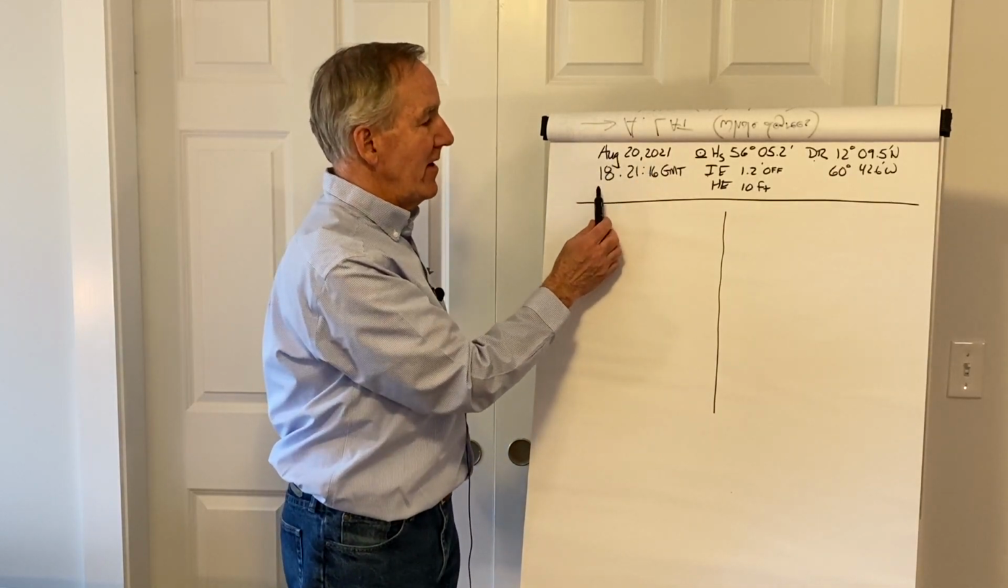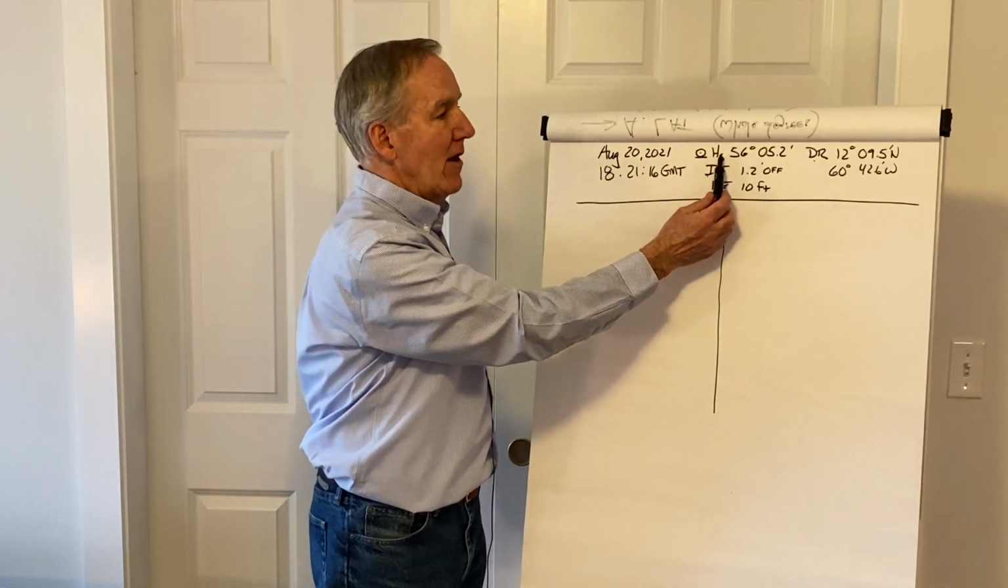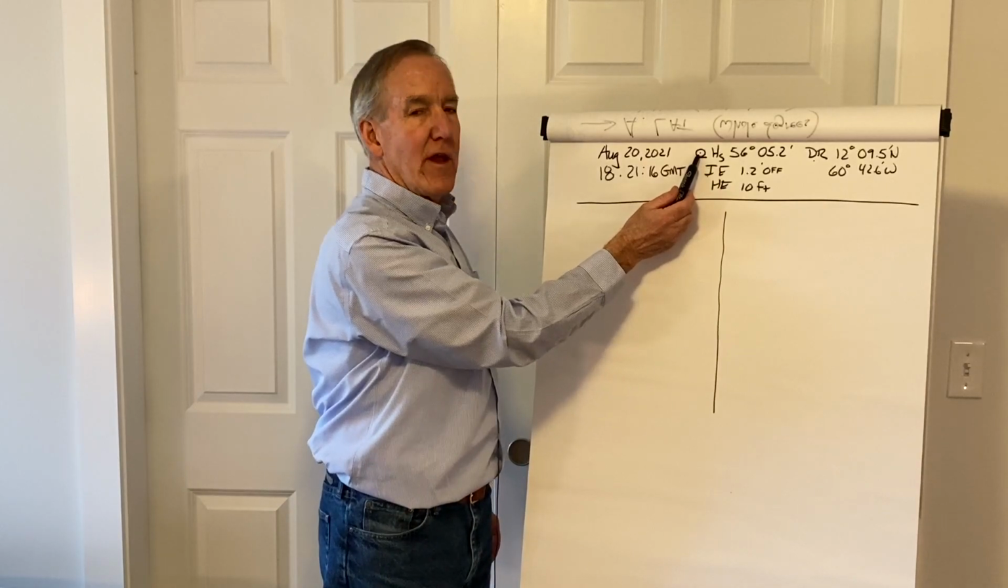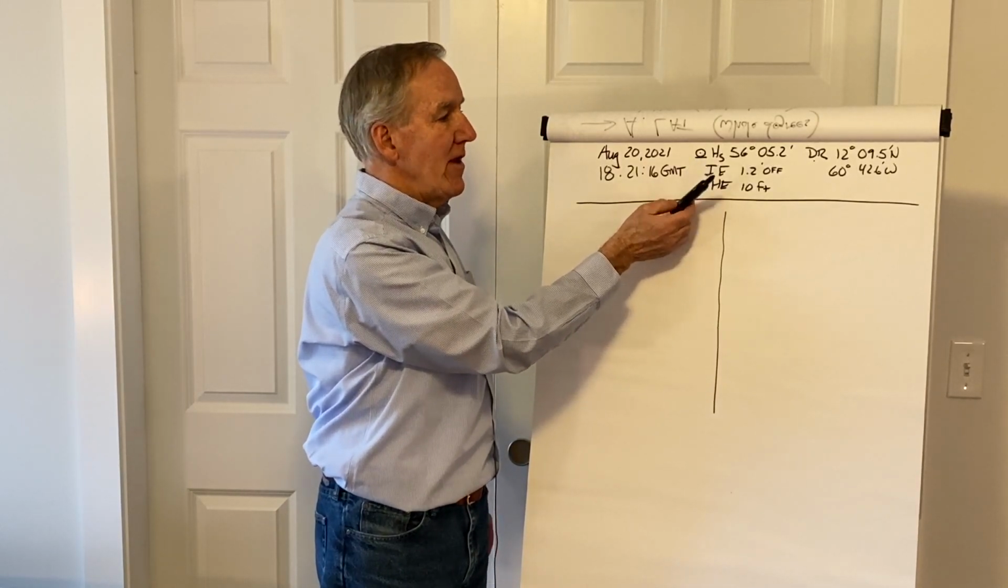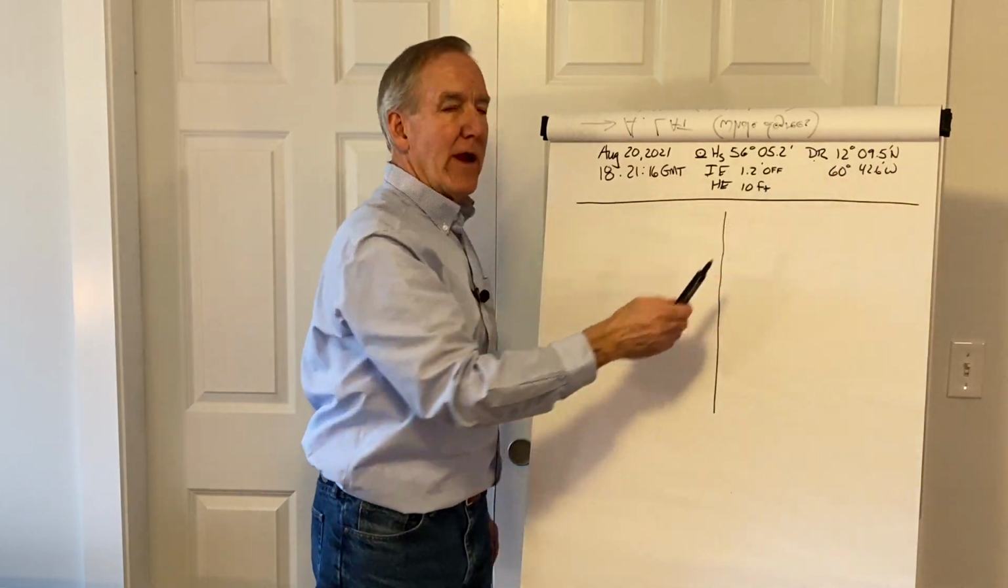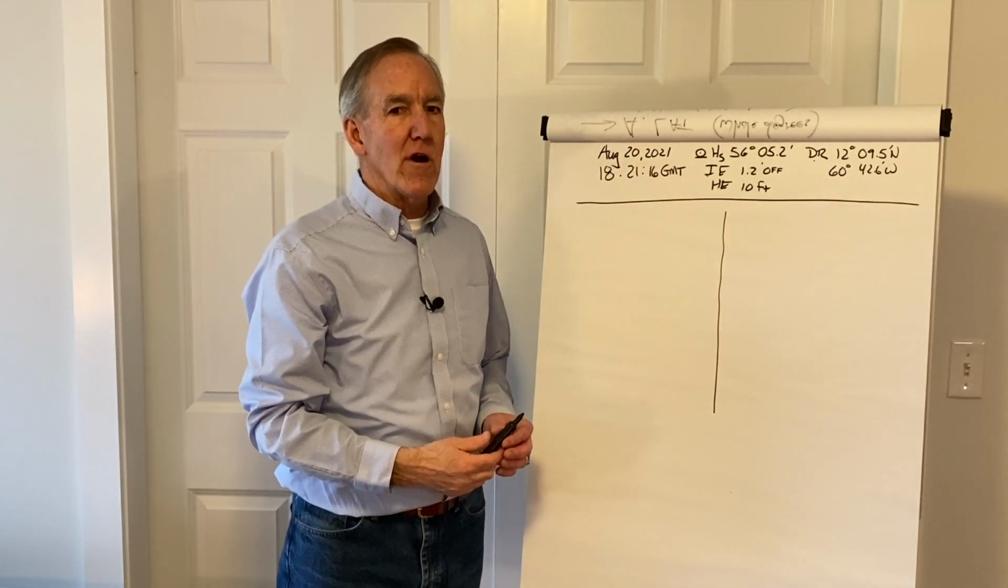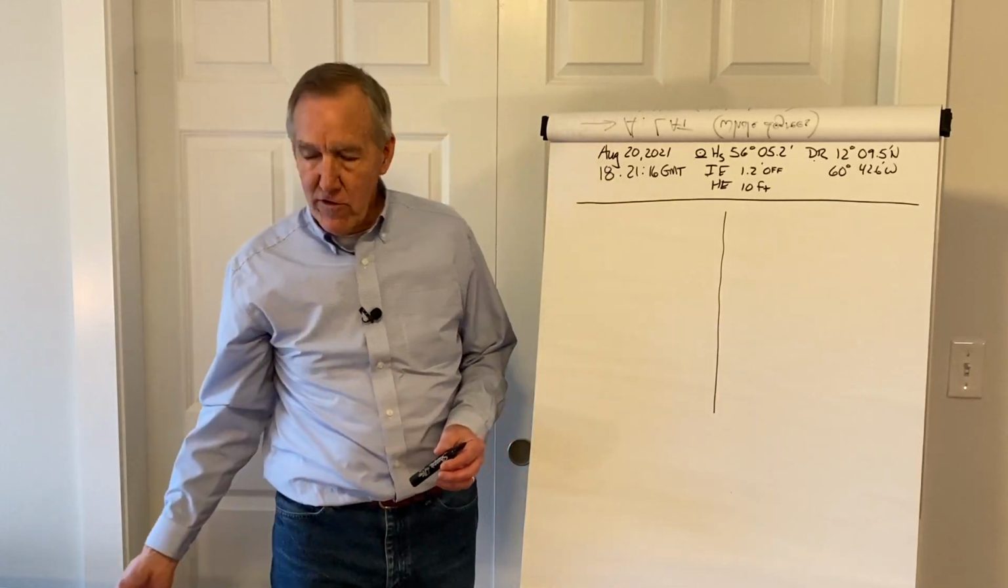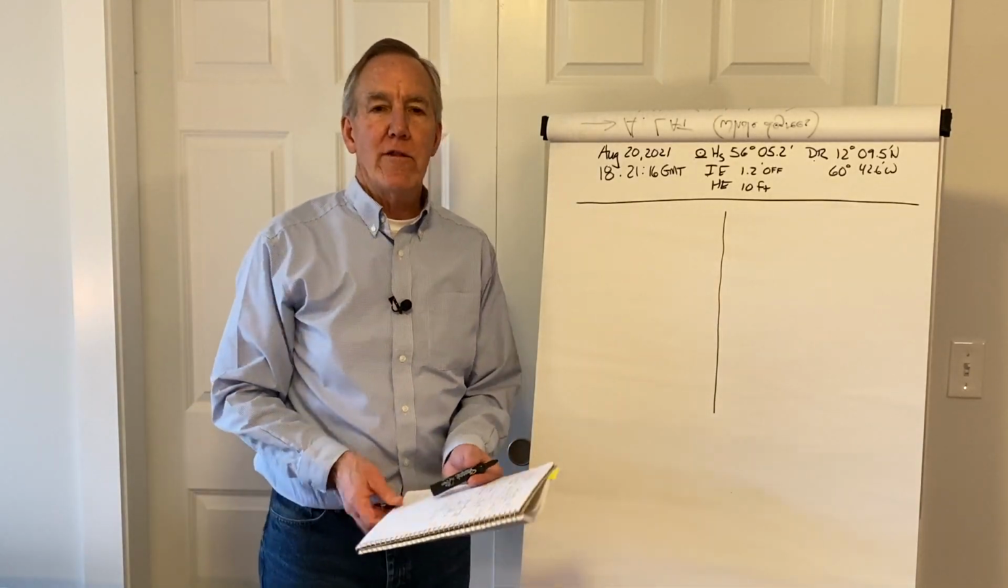We've got our date, our Greenwich Mean Time, our sextant altitude, designated this as a lower limb sight of the sun, our index error, and our height of eye, as well as our dead reckoning position that we pulled off the chart. The first thing we're going to do is correct the sight.